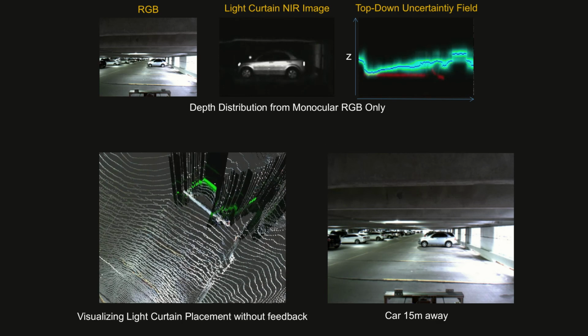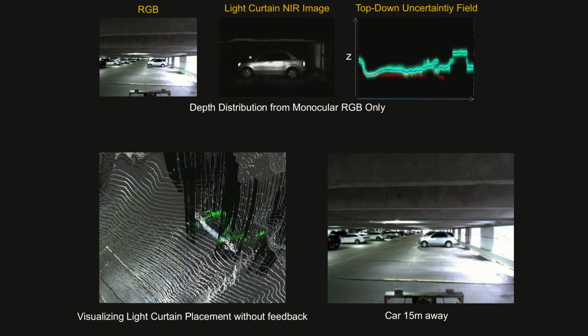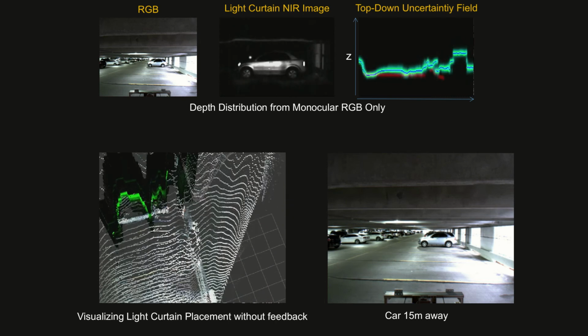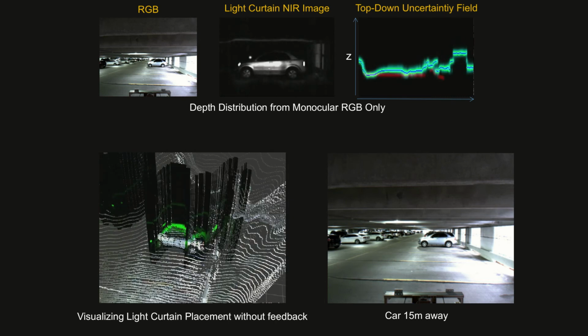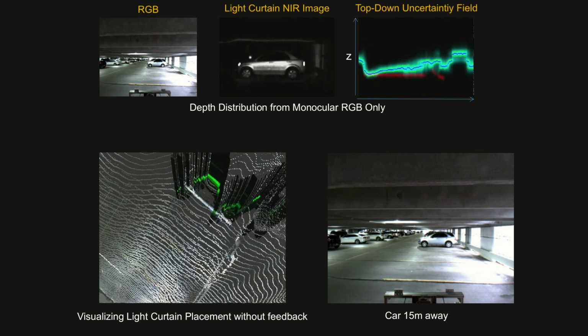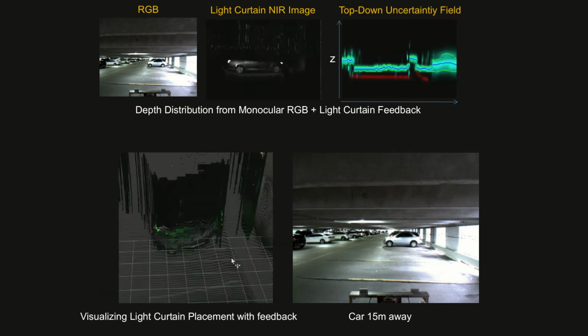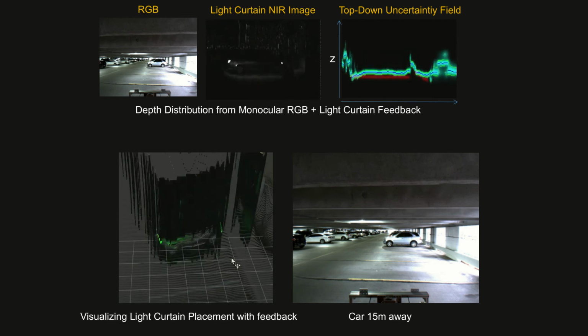Now let's look at some real-world experiments. Here, we are attempting to discover the depth of a vehicle about 15 meters away. When using monocular-only RGB inputs, we notice a pretty incorrect depth distribution. We also visualize the light curtain placement but without feeding it back. When we input the light curtain measurements, we immediately see that it converges on the object correctly.